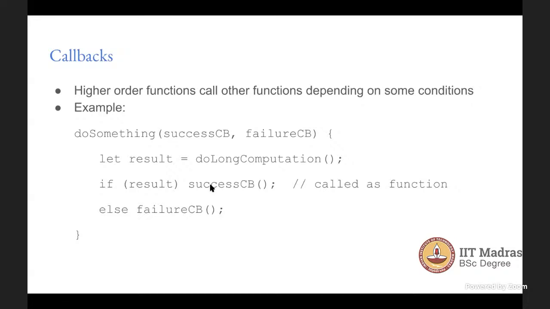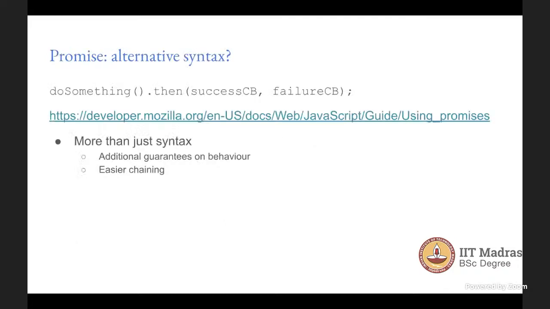The same thing holds in JavaScript. In general, in callbacks, this is what you want to do. You want to invoke some kind of a long running computation and you want to give it two options, success or failure. And depending on success or failure, it should call one of two different functions. Now, promises are just another syntax in some sense that allows us to do the same thing.